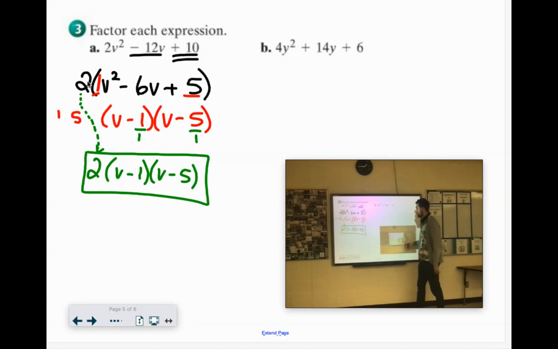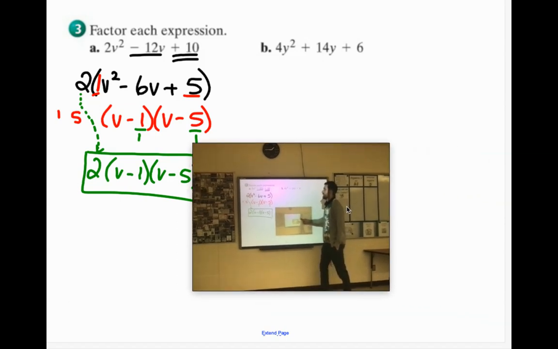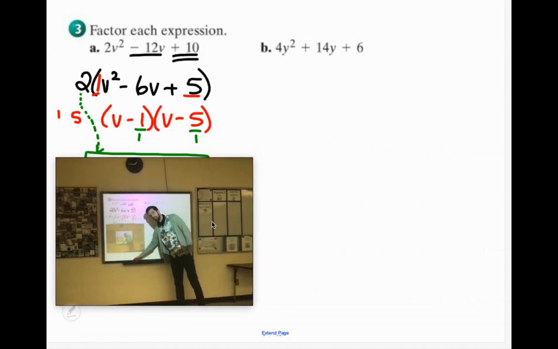I'll feed you, baby birds. Here we go. One more. 4y squared, 14y, and 6. They're all even numbers, so we can factor out a 2 again.